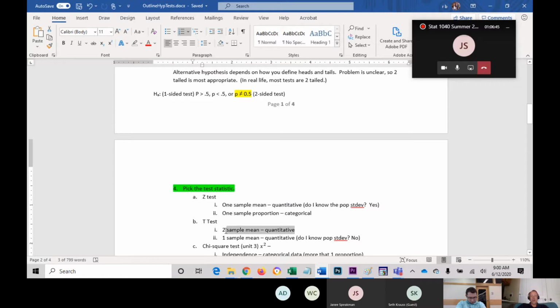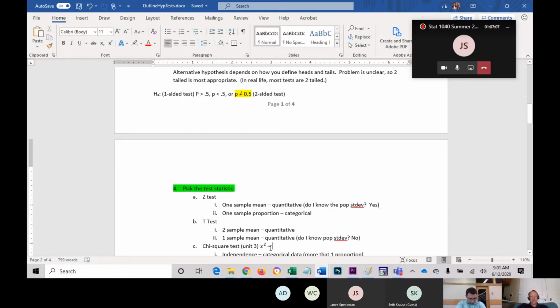Also, if it's two means, if we're going to be measuring two different means, then it will also be a t-test, okay? So your t-test is going to be a one sample mean, quantitative, you don't know the population standard deviation, or it will be a two sample mean, okay?